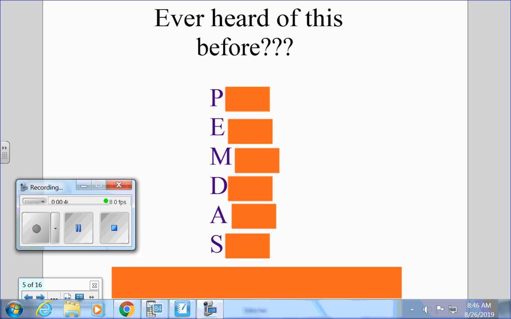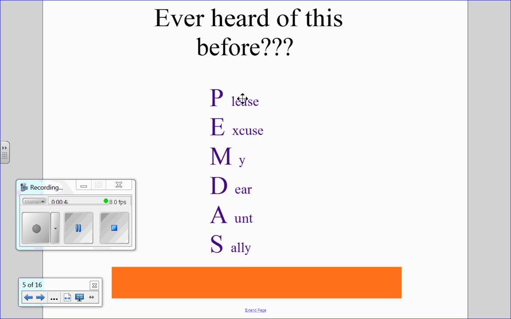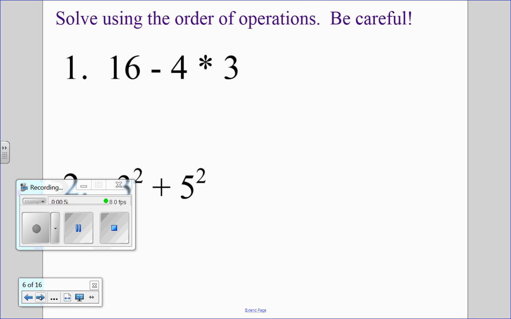Looks like we have this cool smartboard trick again. Please excuse my dear Aunt Sally. I kind of thought hiding behind those boxes would have been parentheses, exponents, multiplication, division, addition, and subtraction. But it's the order of operations.